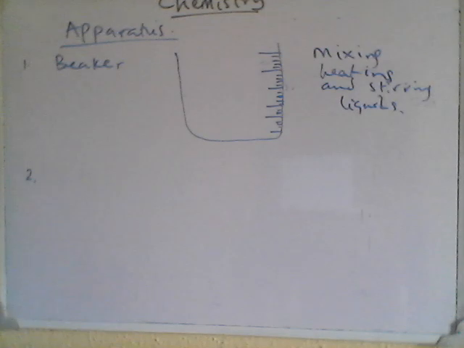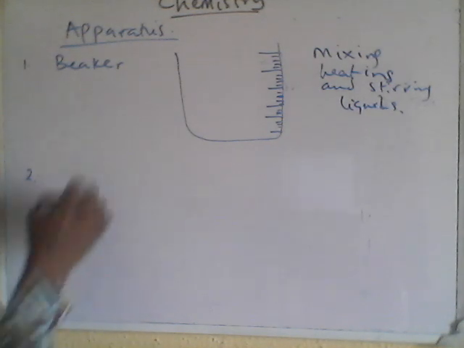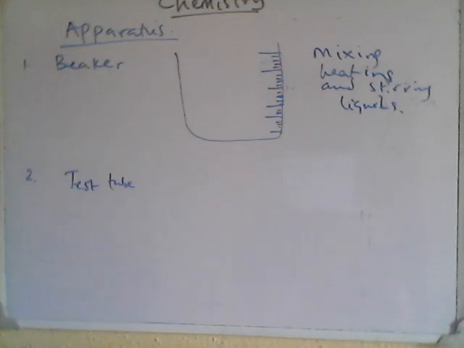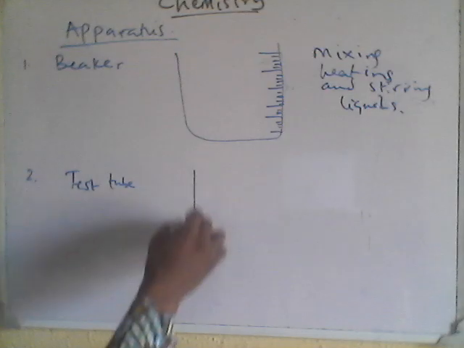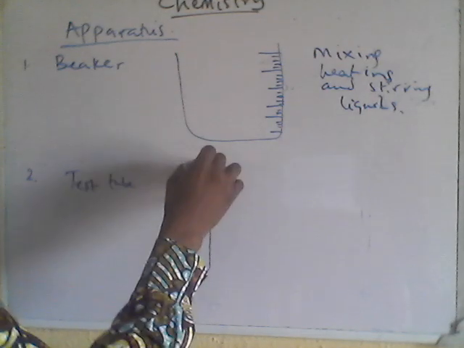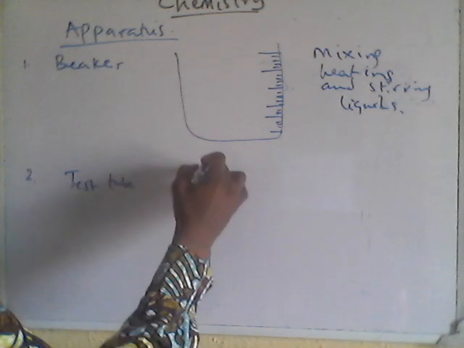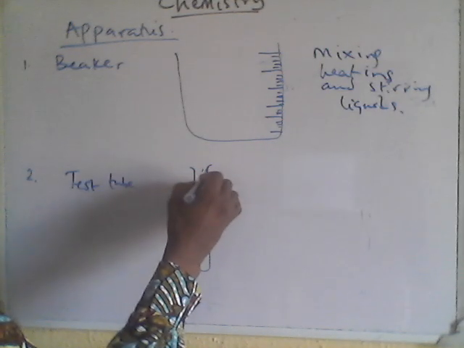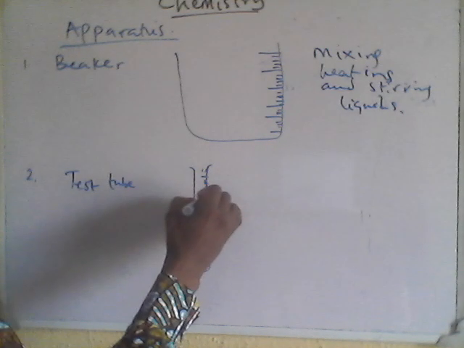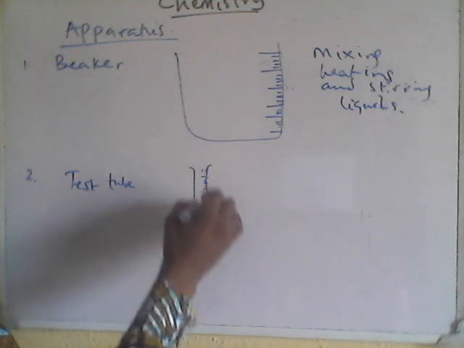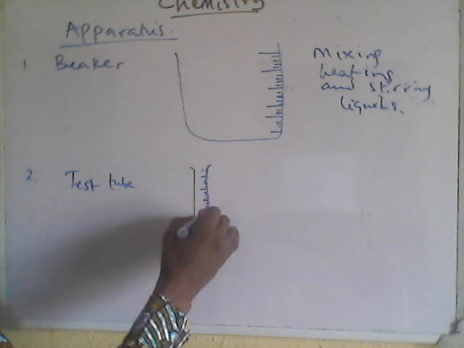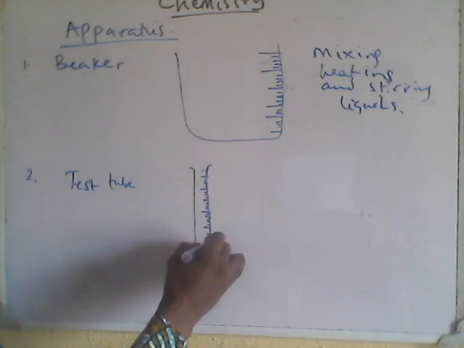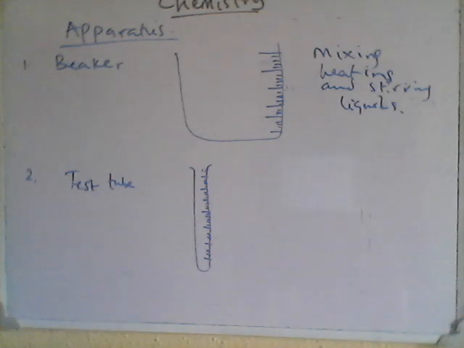So number two is a test tube. So a test tube is another apparatus in the lab. So it looks like this, cylindrical in shape, narrow, cylindrical in shape. Okay, also calibrated. It's a glass calibrated. Calibration means it is marked for measurement, marked so that we can use for measurement. Okay, so that's a test tube.